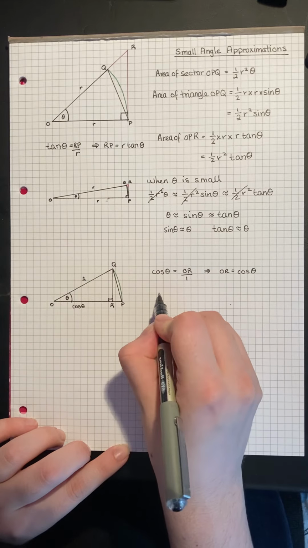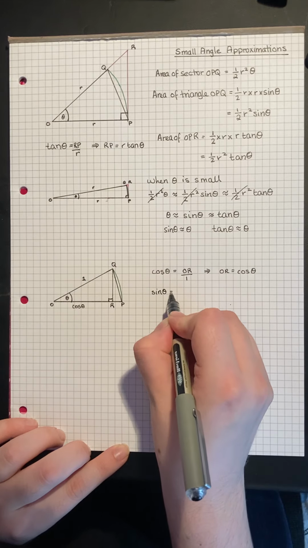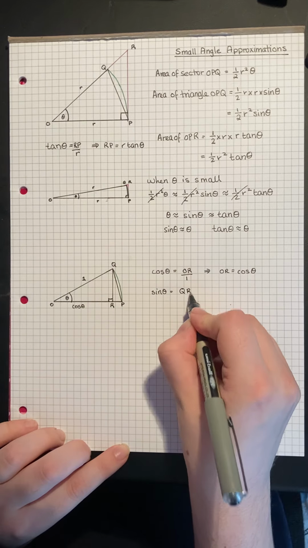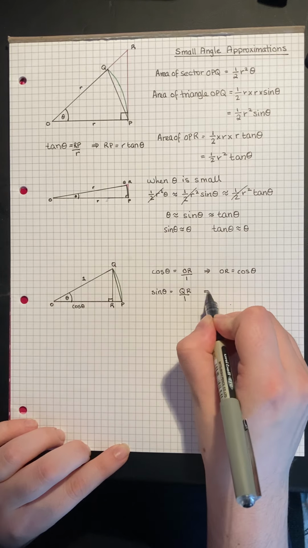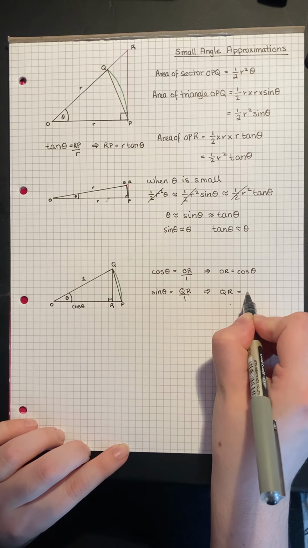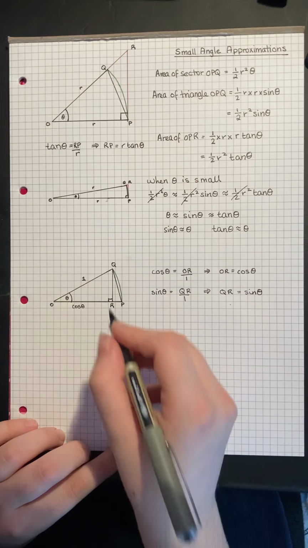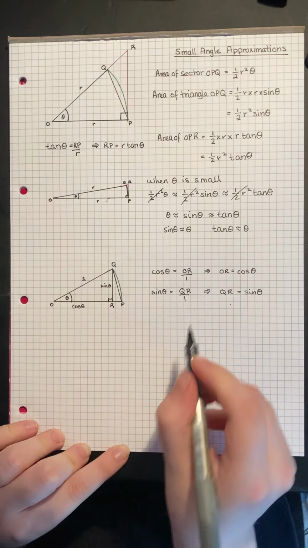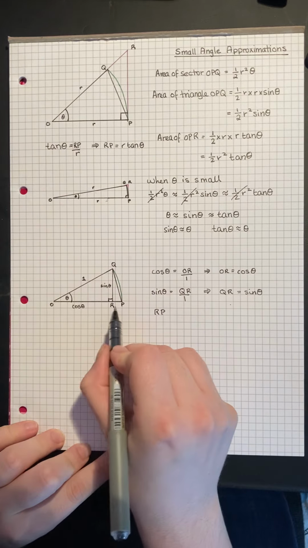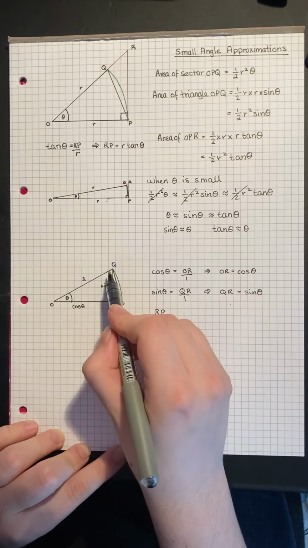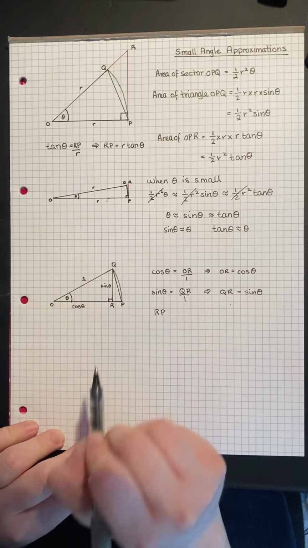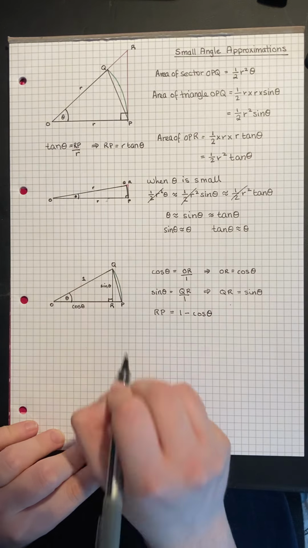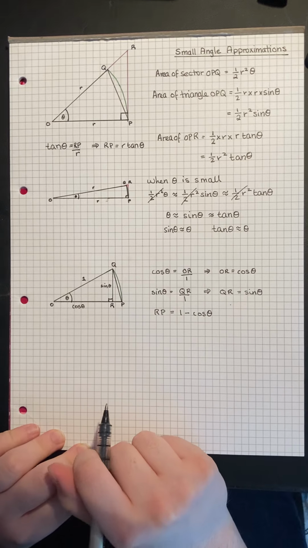And we know that sine theta is the opposite over the hypotenuse. So the opposite is QR, over hypotenuse of 1. So that means QR equals sine theta. Okay, and RP, well, we know that OP is the radius 1 of the sector, and OR is cos theta, so RP must just be 1 minus cos theta. I haven't really got space to write that in there, but that's fine.